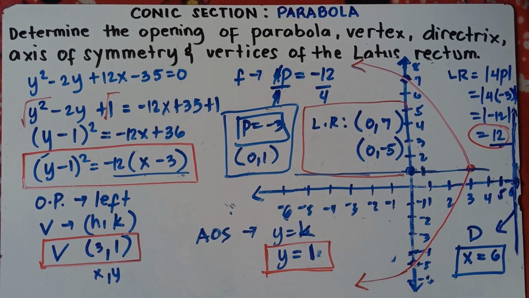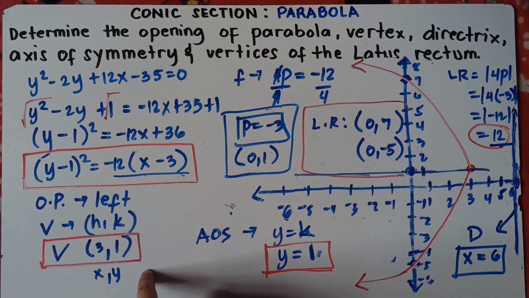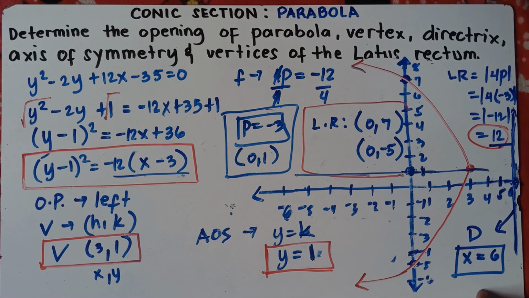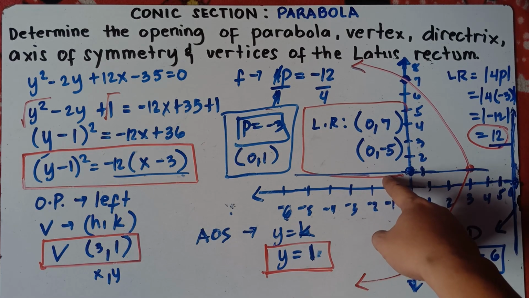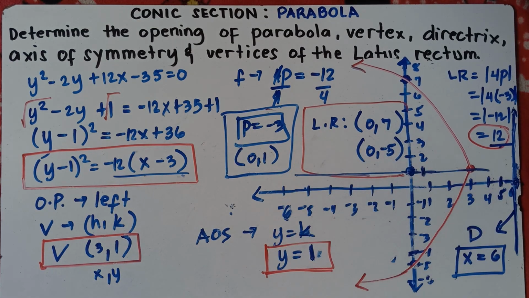Alright, so that's it, class. The opening of parabola, we have left. Vertex, we have 3 and 1. Directrix, we have x equals 6. And the axis of symmetry, y equals 1. The vertices of the latus rectum, this one. And the vertices of the focus. So we are all set, class.